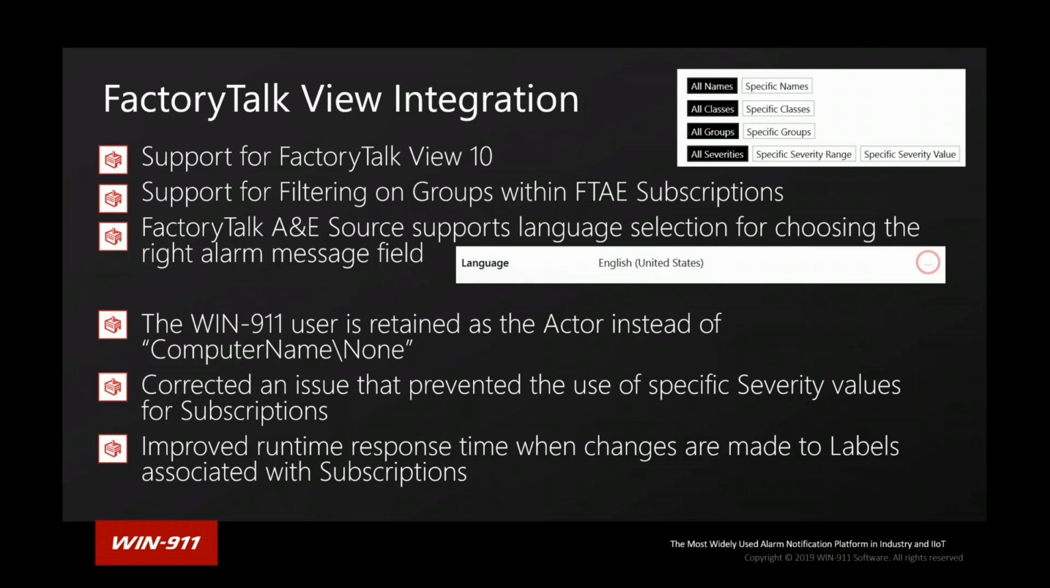So we have now changed that so it is retaining that Steve acknowledged it via SMS. Everyone can see that now, and that is logged within WIN-911. We also corrected an issue some of you may have come across where, if you were using specific severity values, there was a problem, so we ended up having to use a range, but do the range for that one specific value. That was a headache for some, not a major change, but glad to see that fixed.